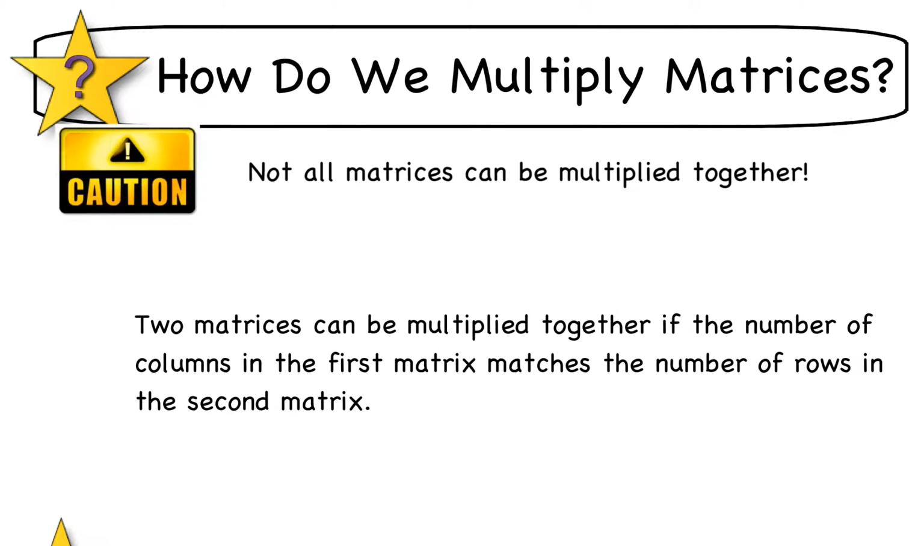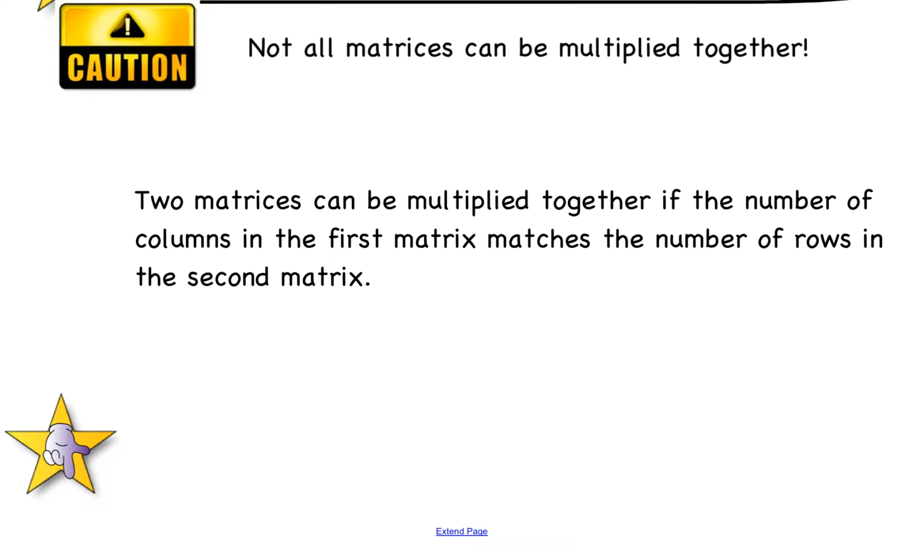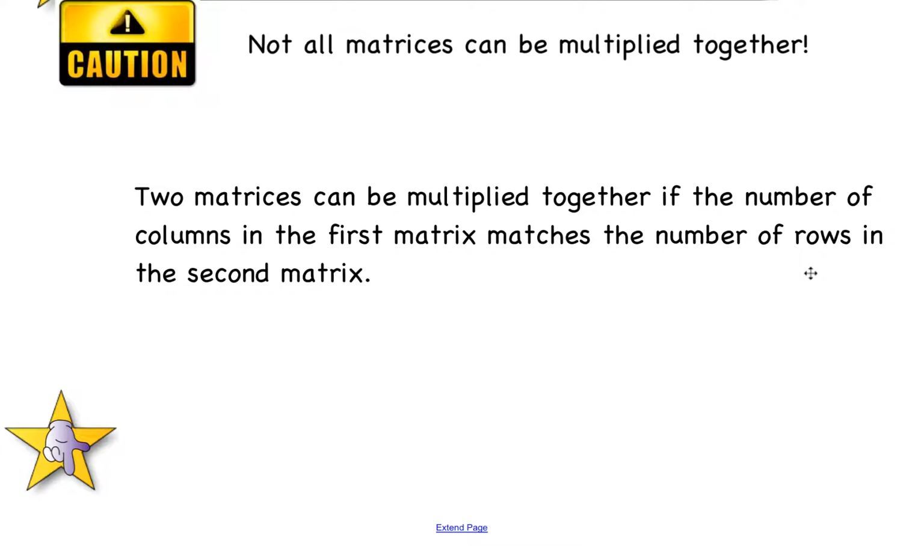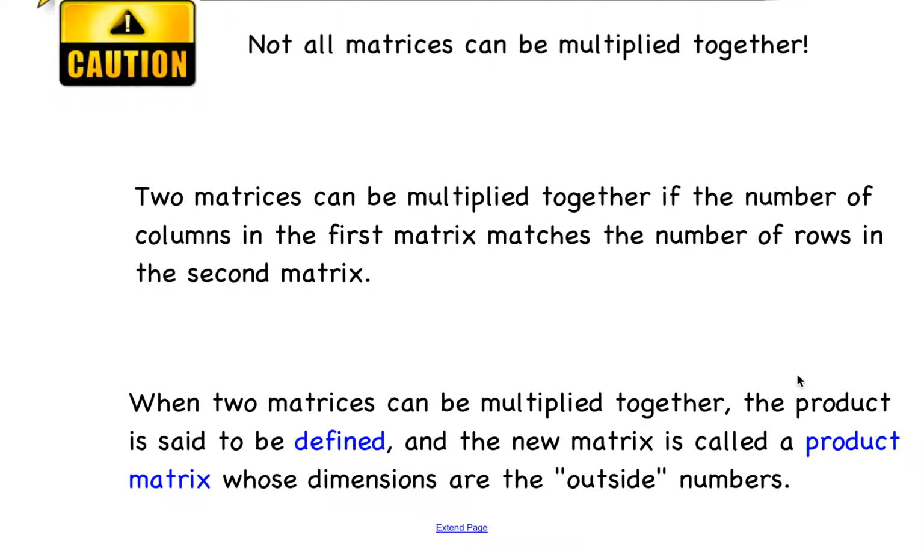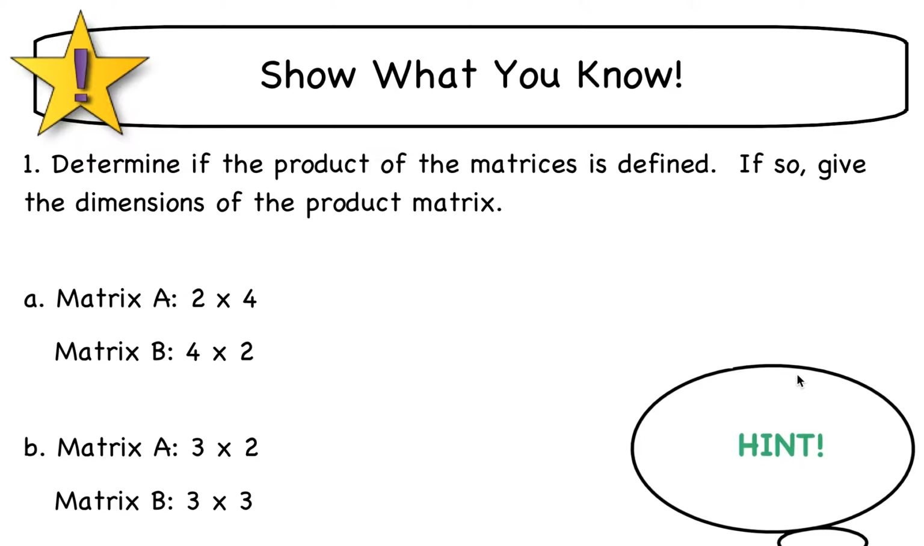To determine whether or not matrices can be multiplied together, we have to look at their dimensions. Two matrices can be multiplied if the number of columns in the first matrix matches the number of rows in the second matrix. I'll show you a graphical way to remember that in a few minutes. When two matrices can be multiplied together, the product is said to be defined, and the new matrix is called a product matrix, whose dimensions are the outside numbers. I'll show you what that means in just a second.